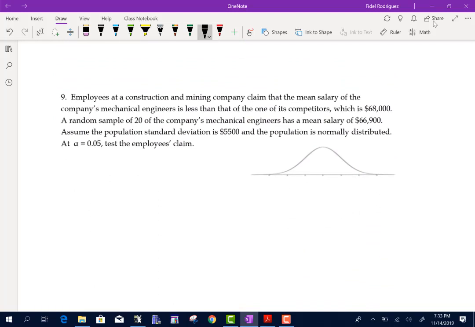Okay. Grab my pen, okay? So it says, employees at a construction and mining company claim that the mean salary of the company's mechanical engineers is less than that of one of the competitors, which is $68,000. Okay, so let's read that first part of the sentence again and see if we can figure it out. It says, the mean salary, okay, so the mean salary, guys, remember that's our mu, right? Is what? But is it equal to 68,000? Why equals? But what does it say right here? Less than, right? Less than 68,000.